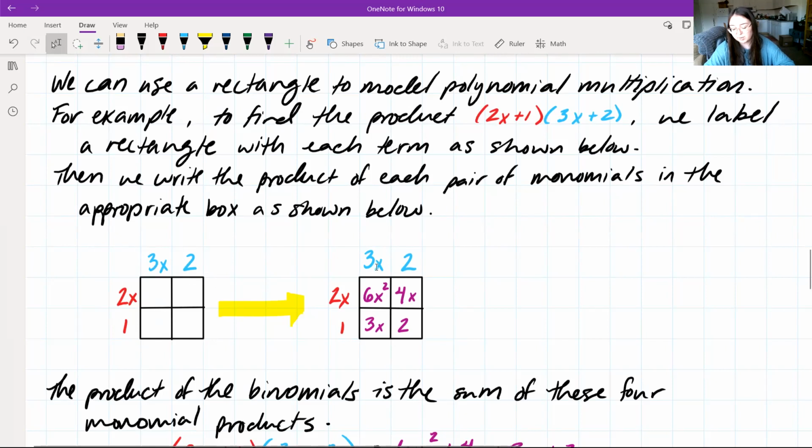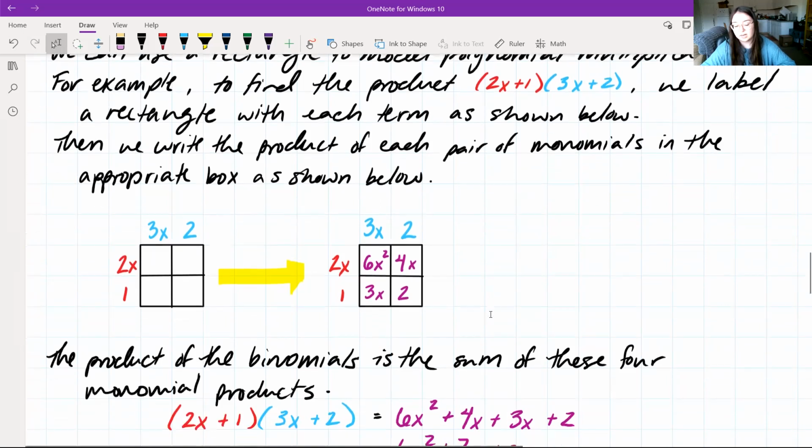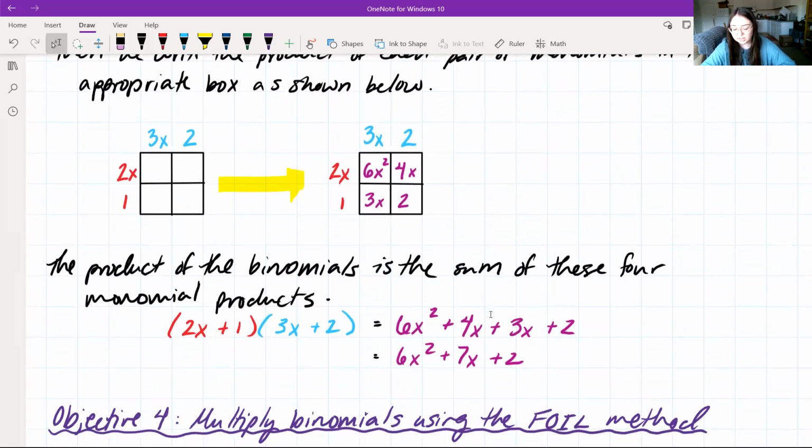So we're going to have 2x times 3x, which will give us 6x squared. Then we'll have a 1 times 3x, which will give us 3x. Then we have a 2x times 2, which will give us 4x, and a 2 times 1, which will give us 2. So we can write them out in these rectangles like this, and then write the products in each box. Then we get that the product of the binomials is the sum of these 4 monomial products. So 2x plus 1 times 3x plus 2 we'll get 6x squared plus 4x plus 3x plus 2.